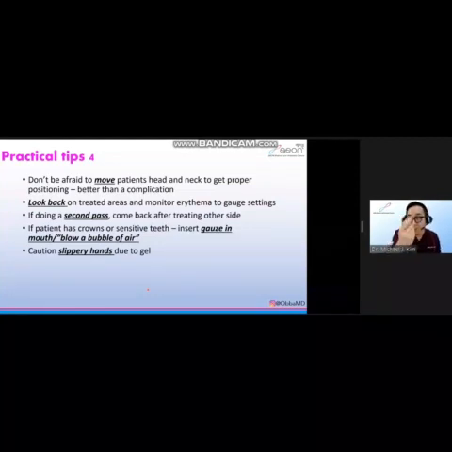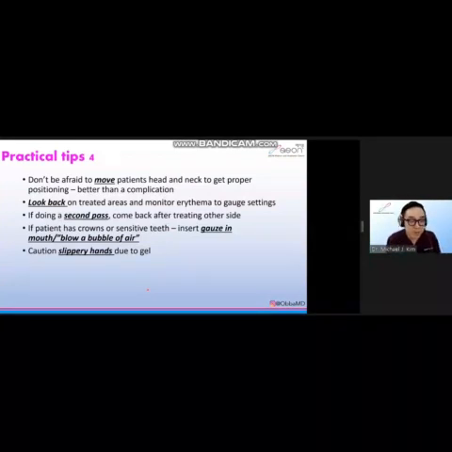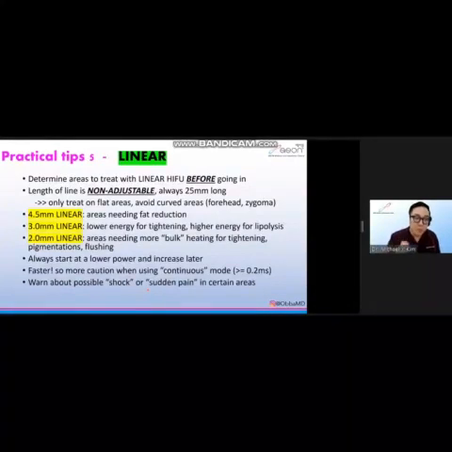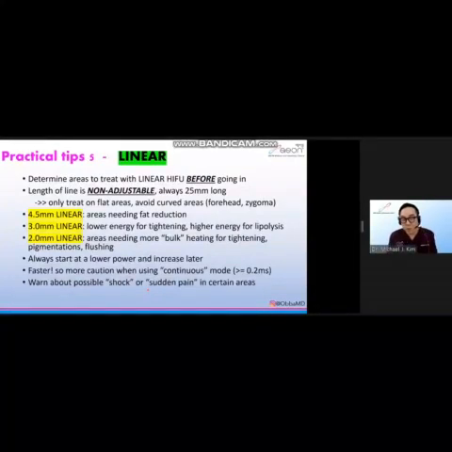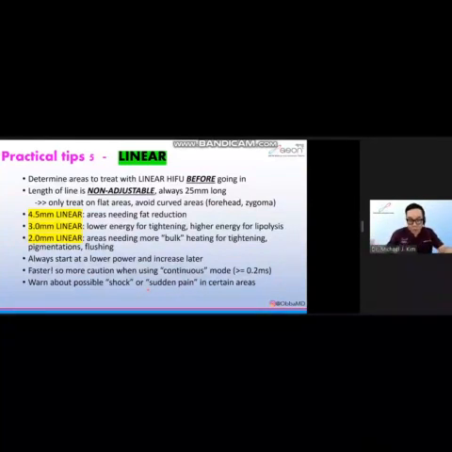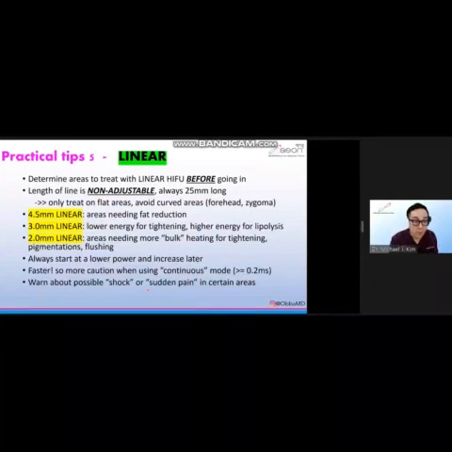And be careful when you have slippery hands due to the gel. So make sure you dry your hands if they're too slippery. For the linear cartridges, determine the areas to treat with the linear HIFU before you go on. Remember, you might have 8, 9, 10 cartridges at your disposal that you have to choose from. You have to have a plan before you go in: which linear, which dot, where, how much. The length of the line is non-adjustable. It's always 25 mm, so remember that.